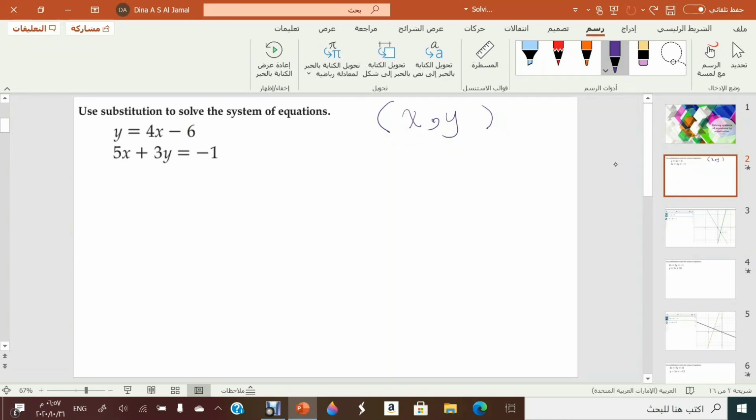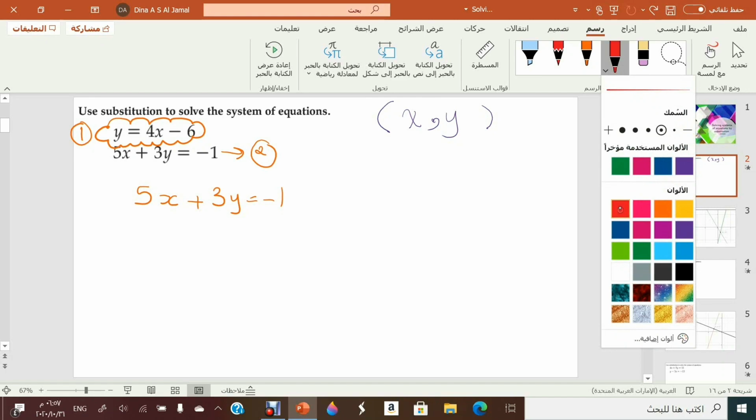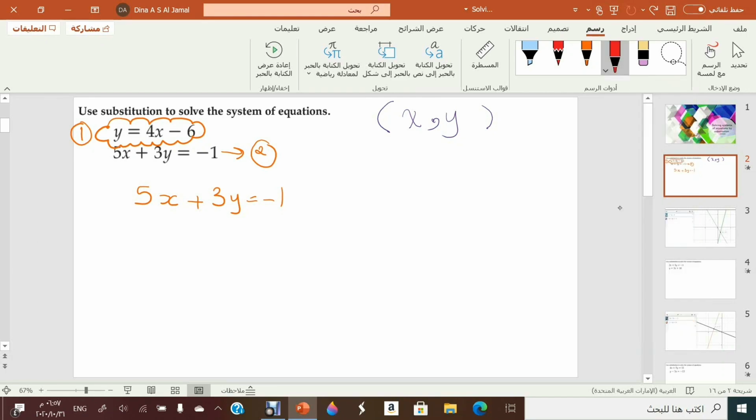So now let's see. First of all, I'm going to label this as equation number 1 and this as equation number 2. Always focus on the equation that has either y or x with a coefficient of 1. So let's write this one again: 5x plus 3y equals minus 1. Now what does it mean to substitute? It means you put one equation inside the other.